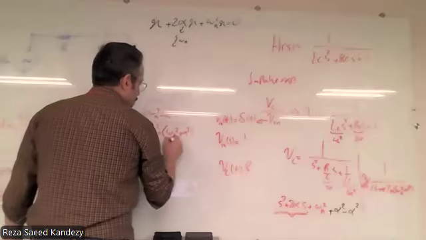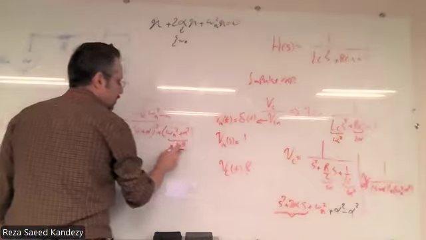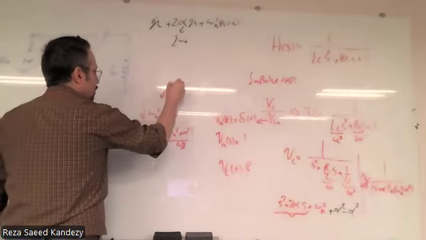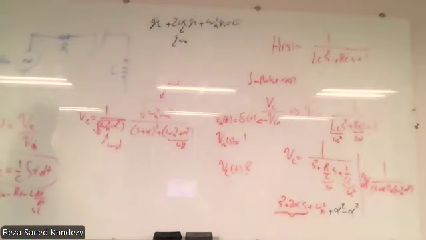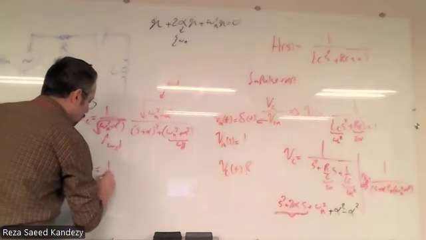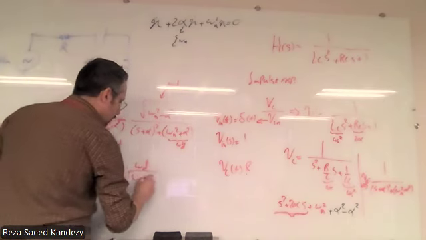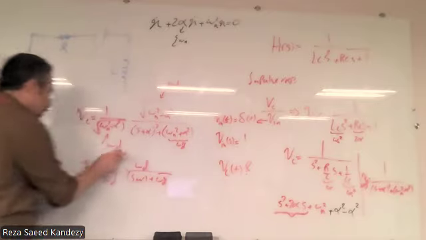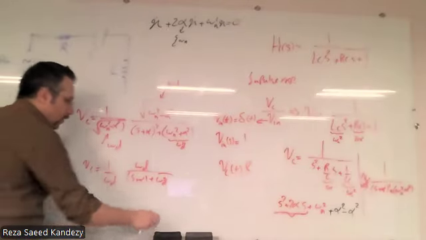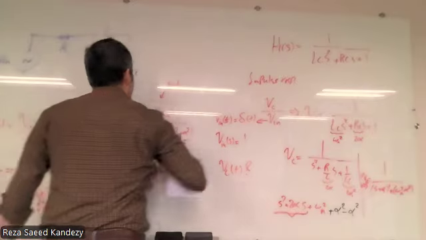Let's name this part omega d for simplification. So this is going to be omega d squared, this is going to be omega d. Are we good? Now we have Vc equal to 1 over omega d, times omega d over s plus alpha squared plus omega d squared. Now, take a Laplace inverse of this function and tell me what is going to be our Vc of t.